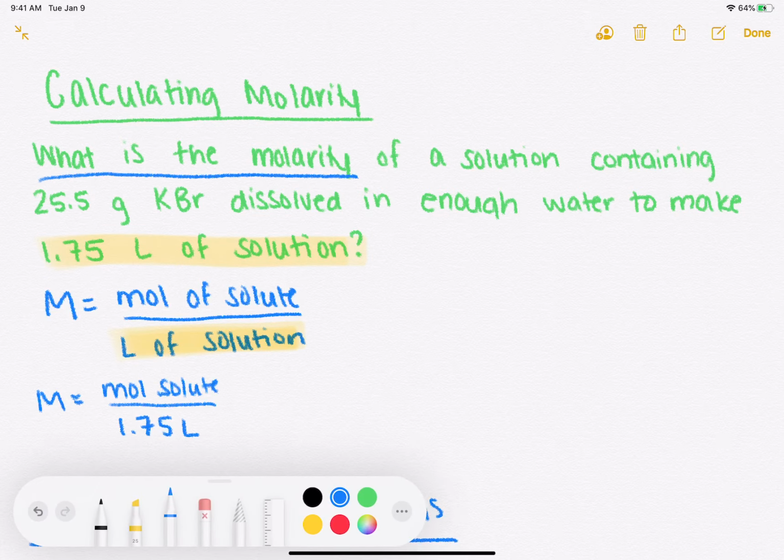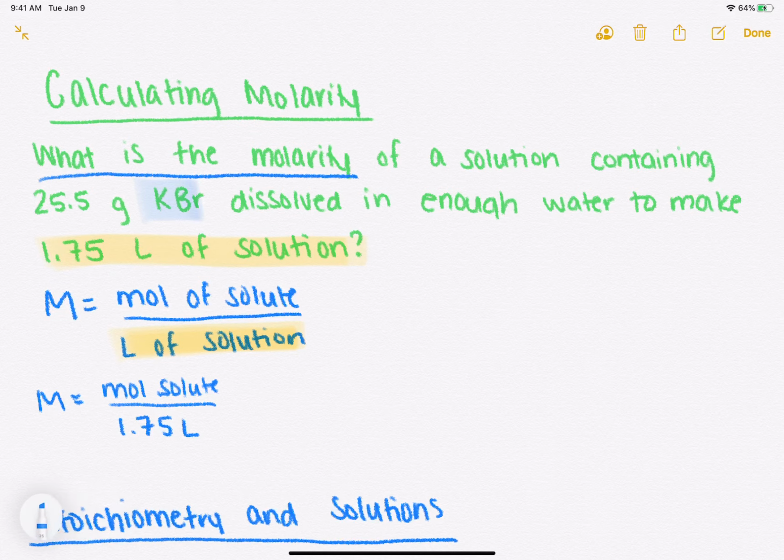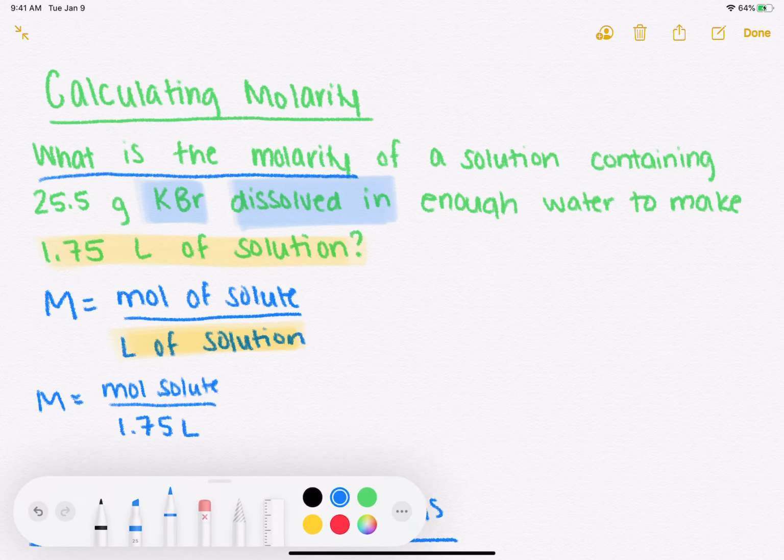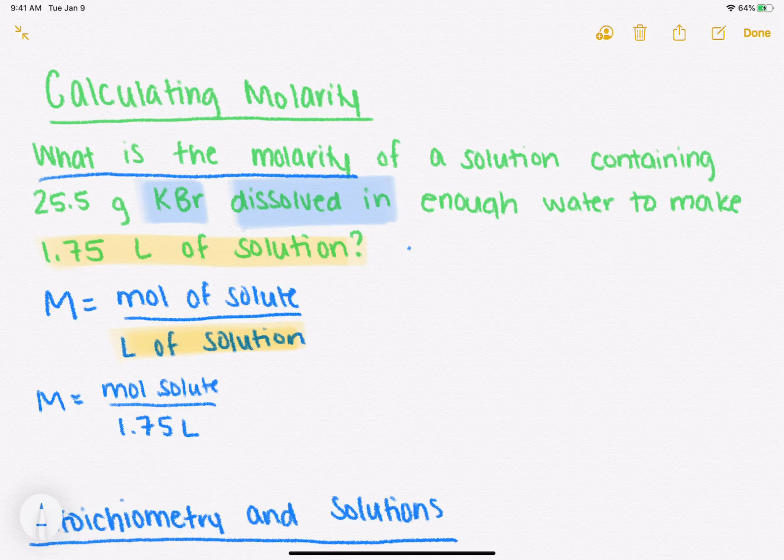Our solute in this case is going to be our KBr. And the way that we can tell that is because it says that the KBr is dissolved in enough water. So the KBr is dissolved in water, meaning that the KBr is the solute, the water is the solvent. So the problem here is that we weren't given moles of solute, we were given grams of solute. But now we know how to do stoichiometry, so we can use those grams of solute to figure out the moles.